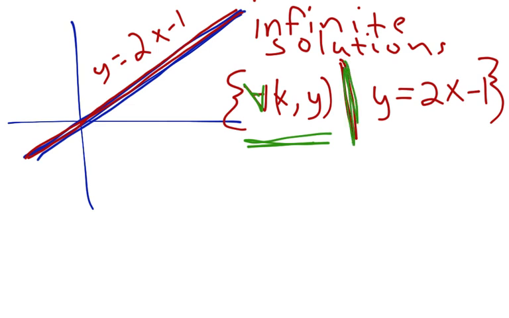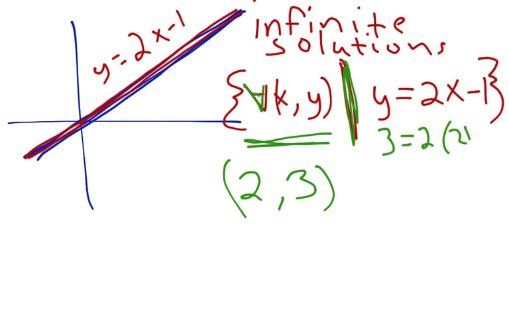An example of this would be if I plugged in (2, 3). (2, 3) is a solution here. There's a ton of them. If I plug in 2 into this, I get 3 equals 2 times 2 minus 1, which is true. That's one of the solutions. So (2, 3), which falls on this line right there, is one of the solutions. So is (0, negative 1), and so many other ones. That's what infinite solutions means. In high school, you do not need to write it this way, but in college you would.